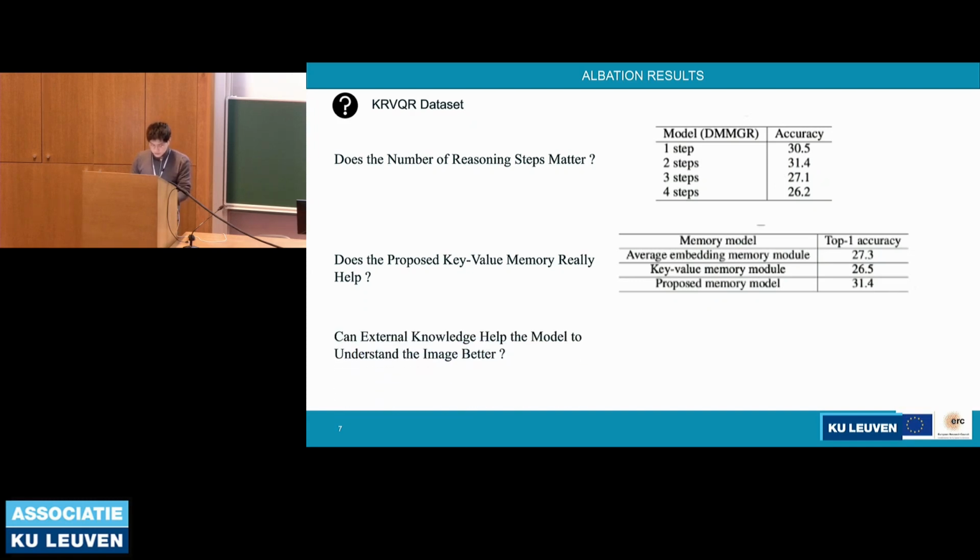And the last one is, does the external knowledge really help? Obviously it helps, because some of the knowledge alone does not appear in the images, like the first question, the first example I showed before. There's no information in the image showing which animal belongs to the class of mammals.